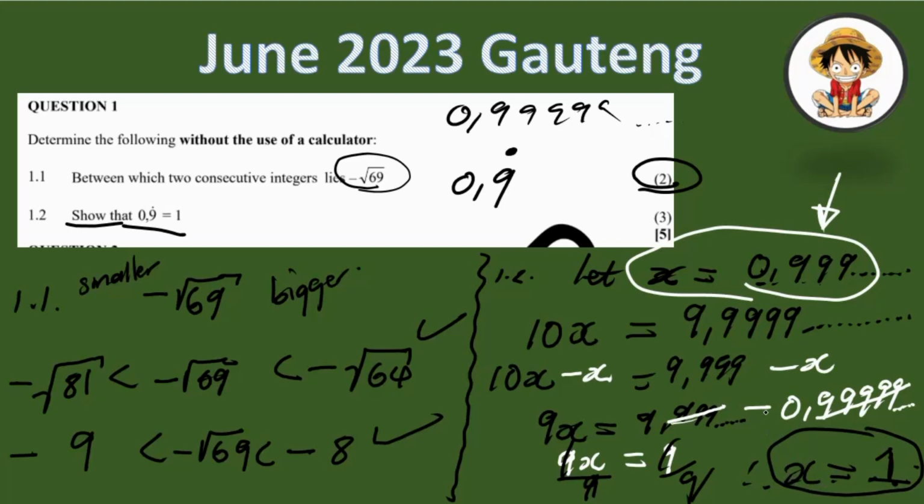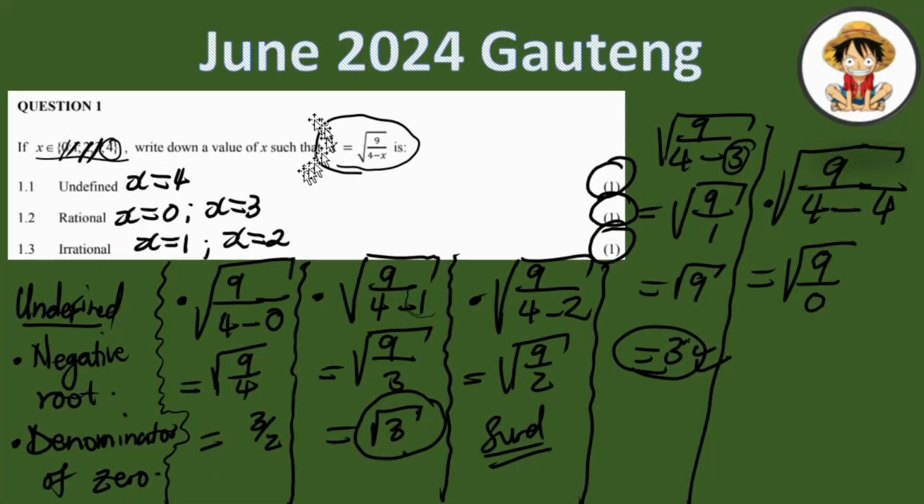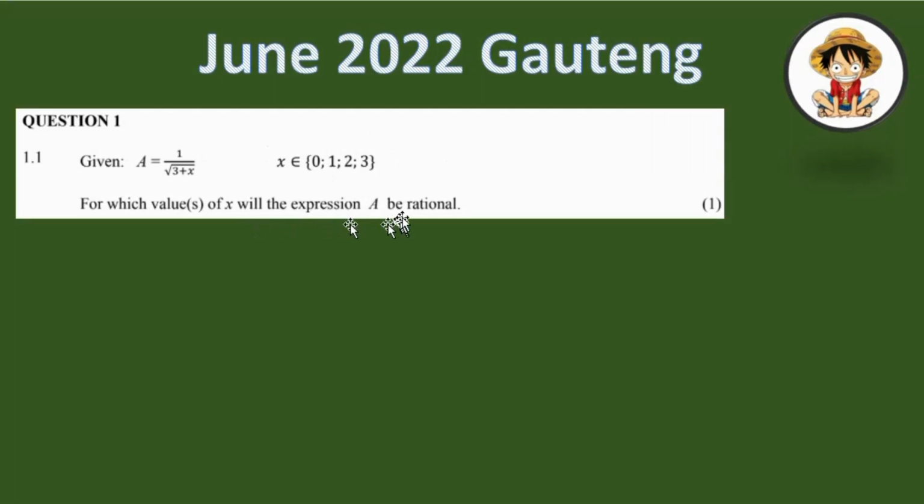So let's move on. The next question I'm going to attack comes from the June 2022 Gauteng paper. Now this is very much doable. It's even one question. It says, for which values of x will the expression be rational? Remember what we did in the previous question, where we had to show for which values it would be irrational, rational and undefined. That's the same thing they want here, just that this one only wants rational, not irrational. So you're going to do the same thing. You need to end with an answer that doesn't have a surd and is not undefined, right?